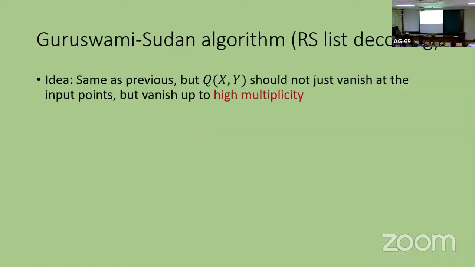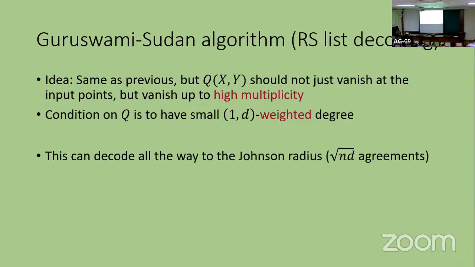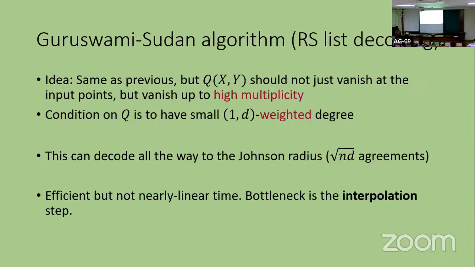Not too much later, Guruswami and Sudan improved this in the following way. They wanted Q(X, Y) to not just vanish at the input points, but vanish up to high multiplicity. And instead of having individual conditions on the degrees of X and Y, take the weighted degree of both of them and say that it has to be small. With these little tweaks, this algorithm can actually decode all the way to the Johnson radius. This is an efficient algorithm, but not nearly linear time.